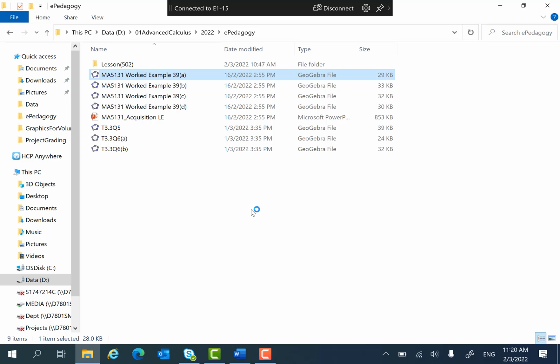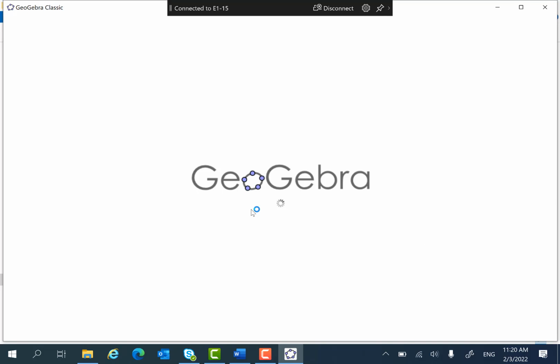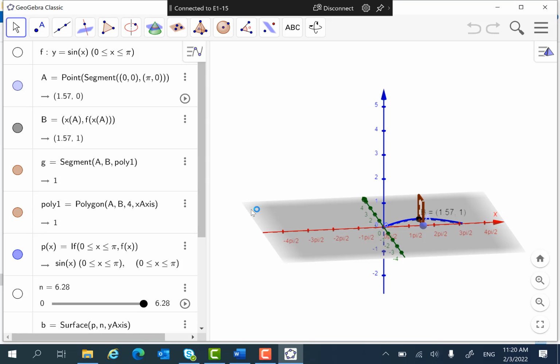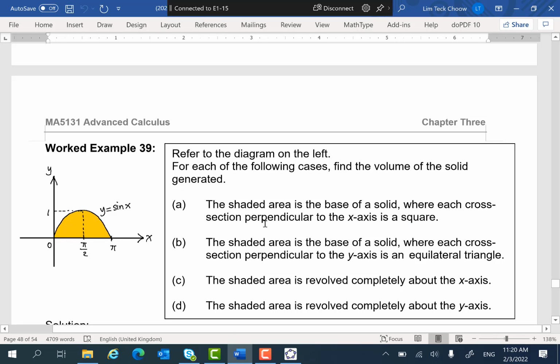If you look with me at Example 39, it describes a region. The region serves as the base of this solid. The shaded region is the base of the solid, where each cross section perpendicular to the x-axis is a square. So this region that you see here is on the xy-plane. We are going to build a solid by producing squares that are perpendicular to the x-axis.